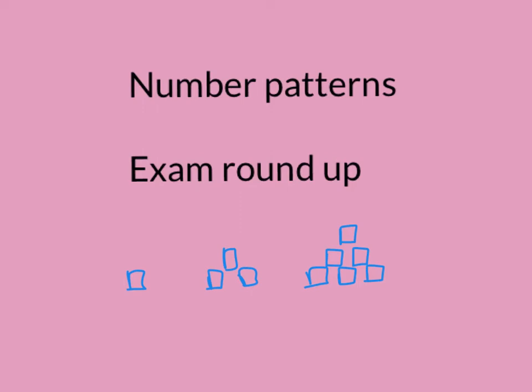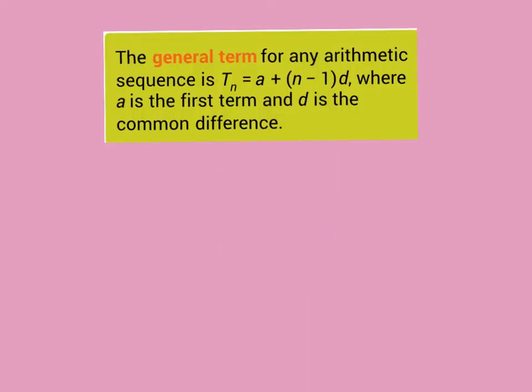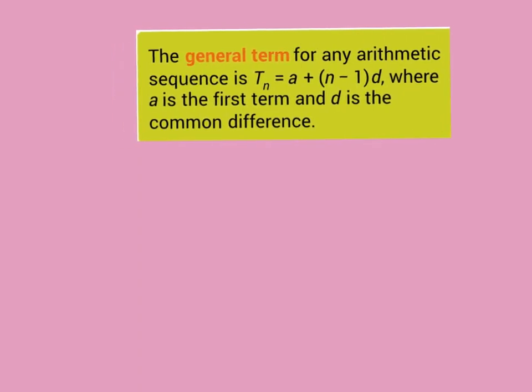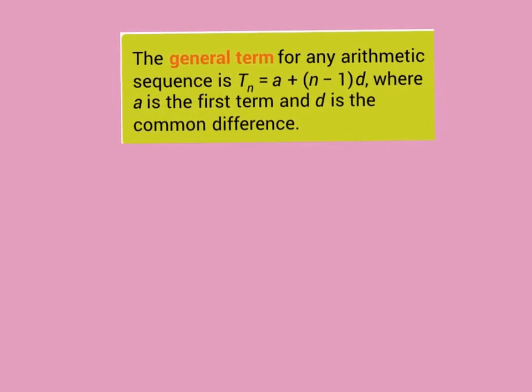The purpose of this video is to do a quick roundup on number patterns and in particular what may be asked in the exam. So the main skills that can be asked in the Leaving Cert exam for number patterns. The general term for any arithmetic sequence is Tn equals a plus (n minus 1) d, where a is the first term and d is the common difference.